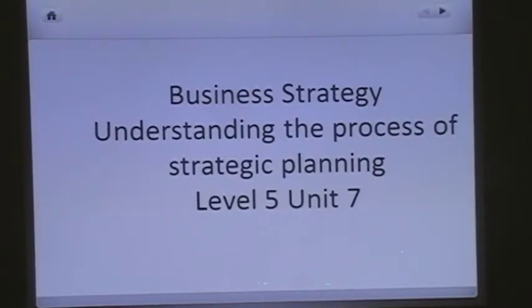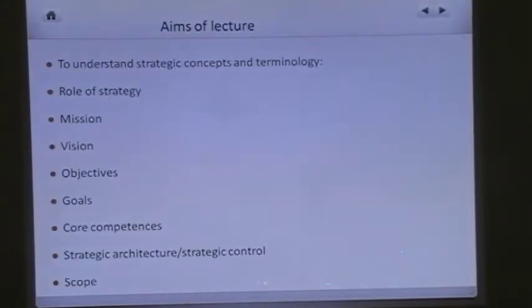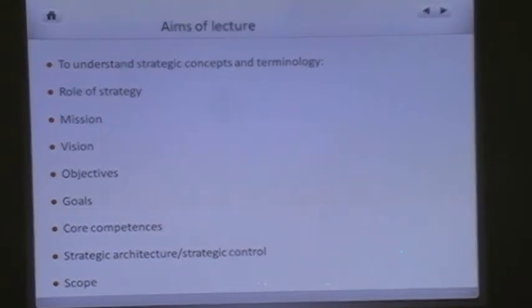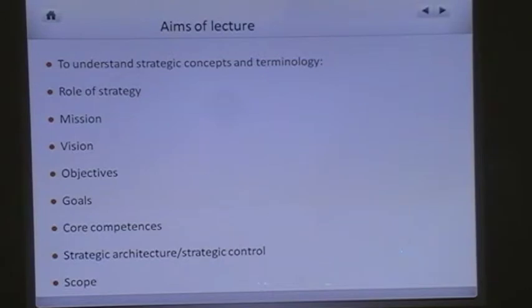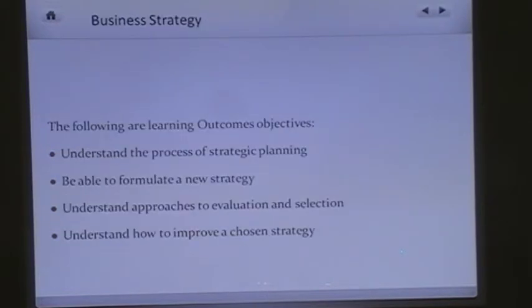Right, in this second part of the lecture for business strategy, we are going to be understanding some of the key concepts involved in strategic planning. So if all of you pay attention towards the slides, in this particular lecture we are looking at covering the strategic concepts and terminology, things like role of strategy, mission, vision, objectives, goals, core competencies, strategic architecture, and obviously how the control is dealt with when the planning is being done and what is the scope.